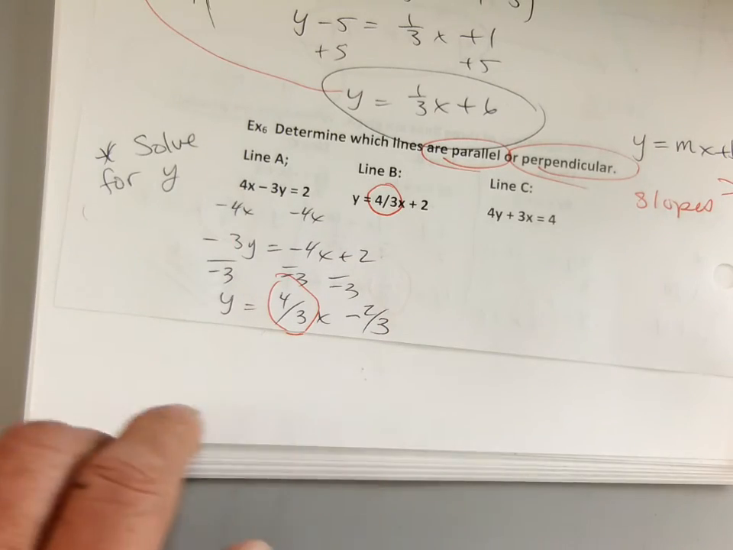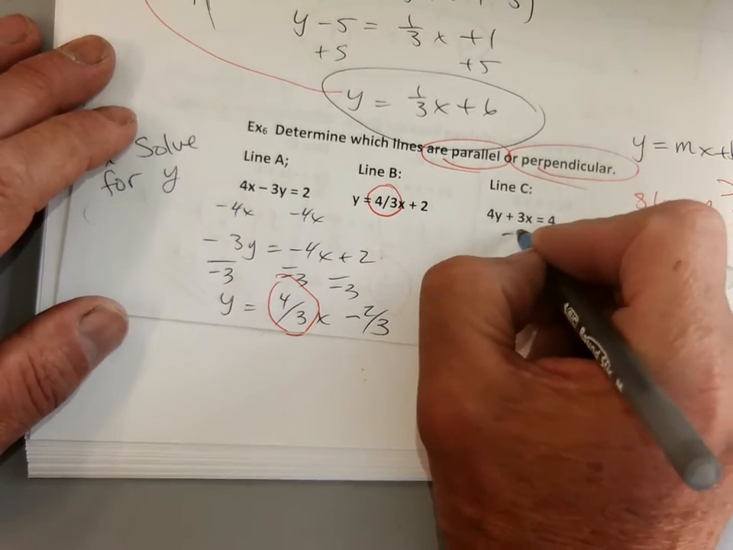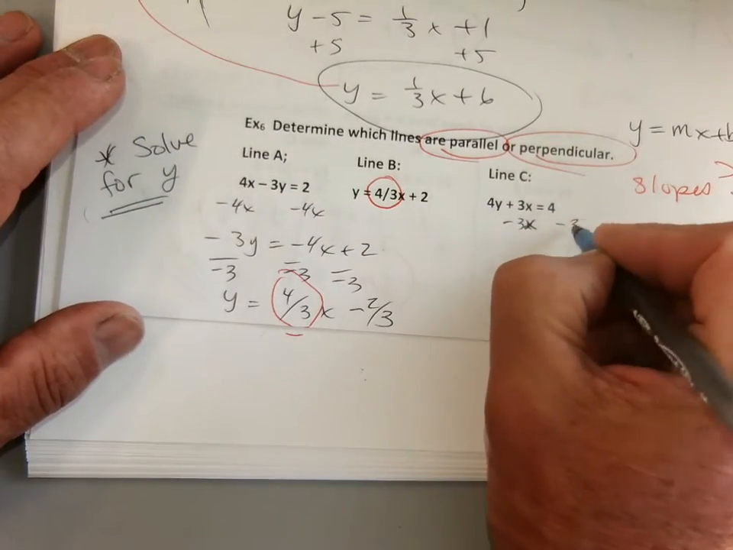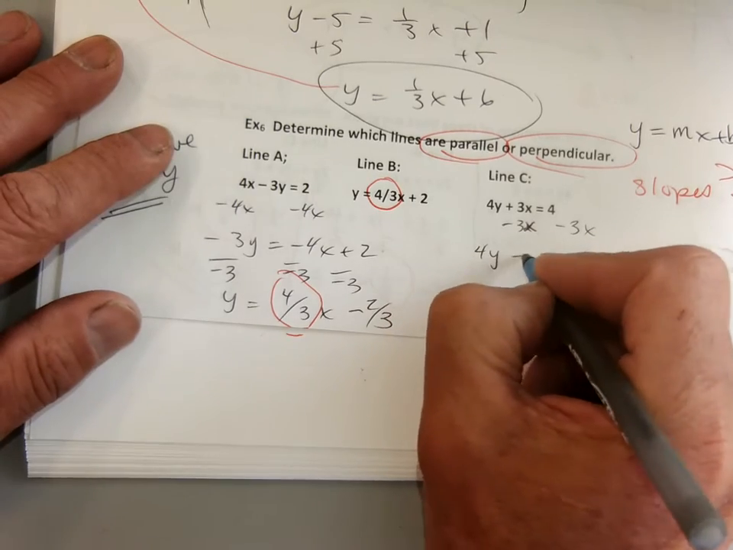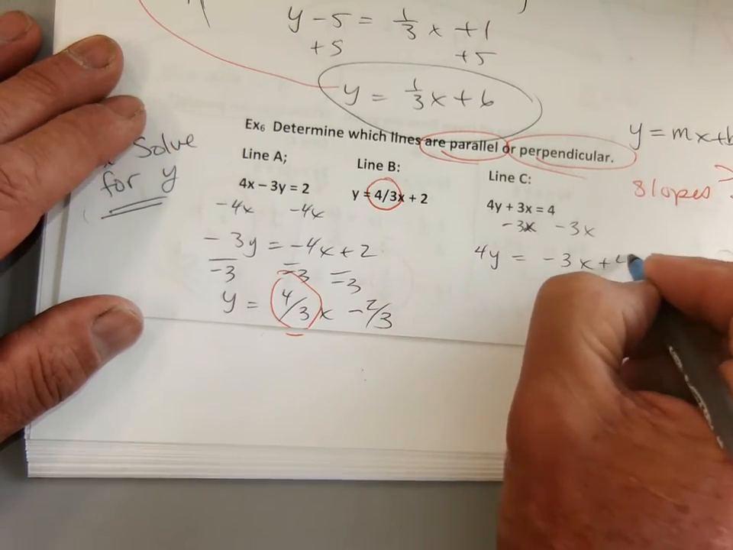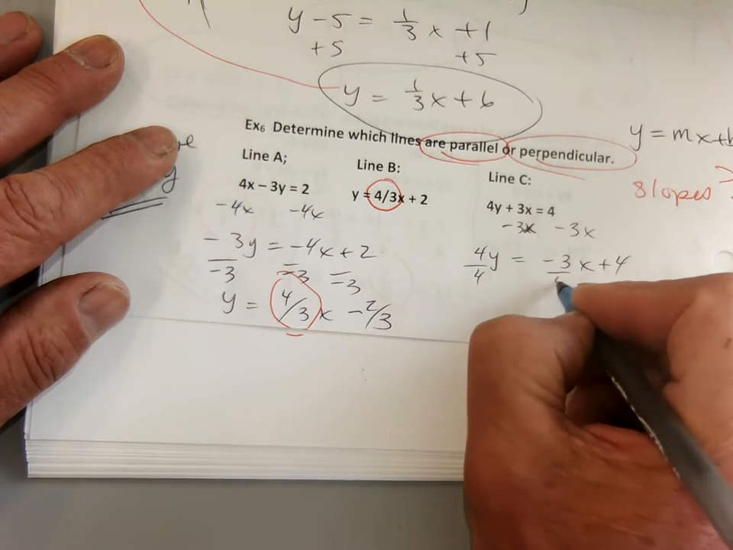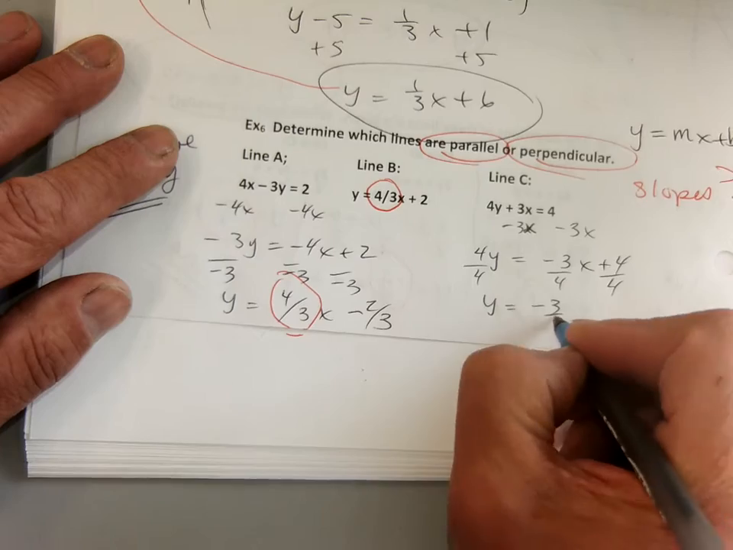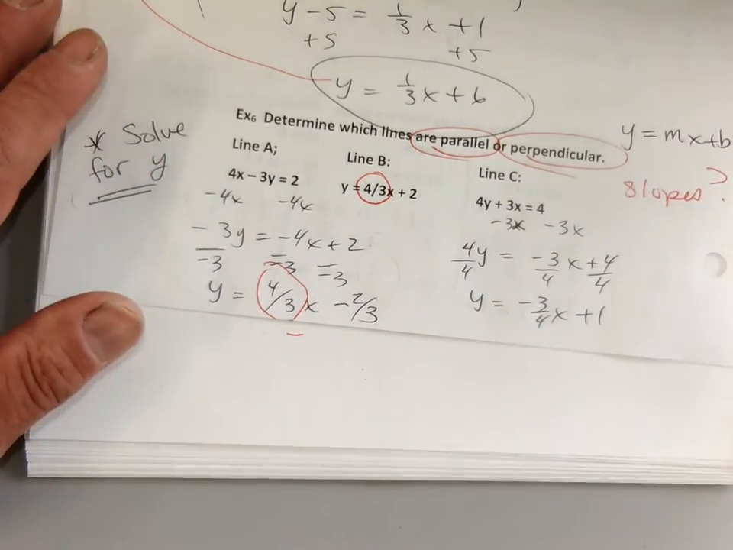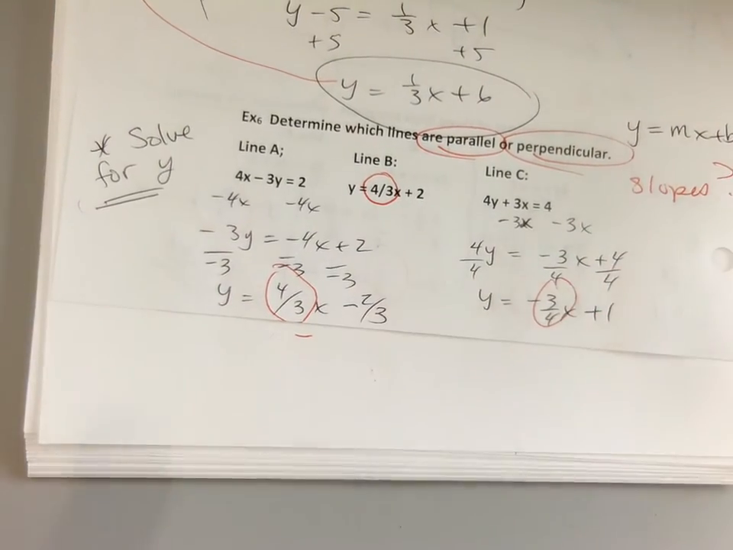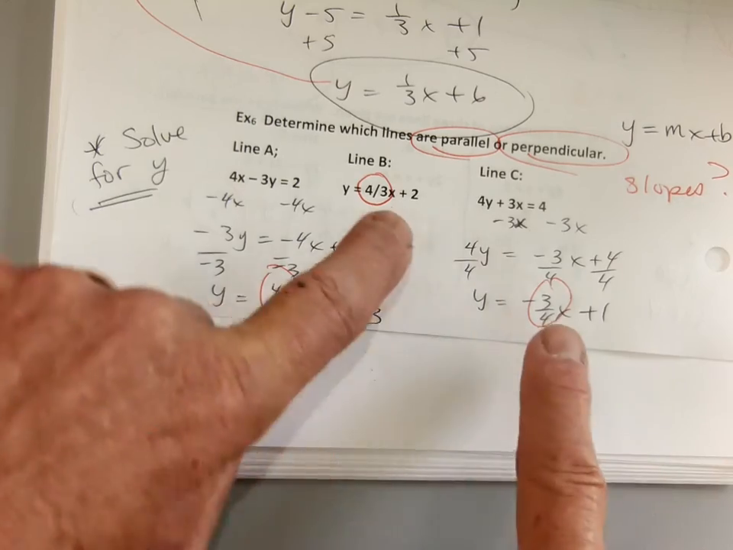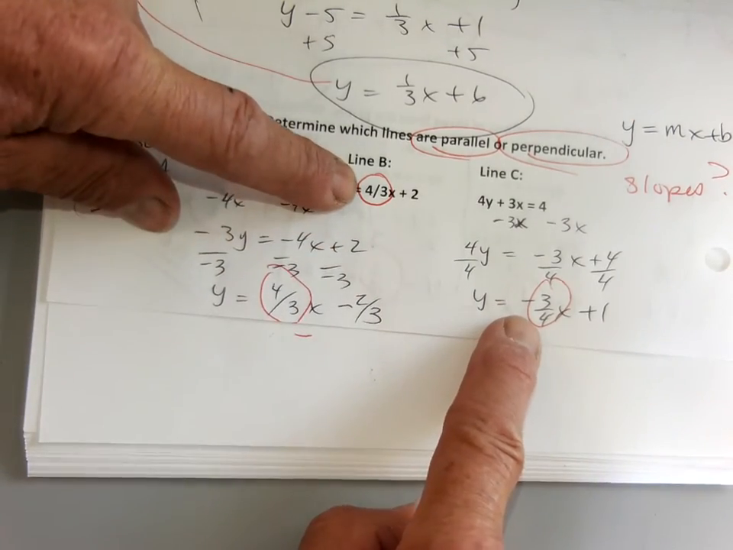All right, let's check out C. All right, I'm going to go minus 3x because I need to solve for y. Minus 3x. 4y equals negative 3x plus 4. Divide by 4, divide by 4, divide by 4. Y is equal to negative 3/4 x plus 1. Okay, all right, here's what I know. All right, check it out. These two are parallel, same slope. These two are perpendicular, opposite slopes, and these two are perpendicular.